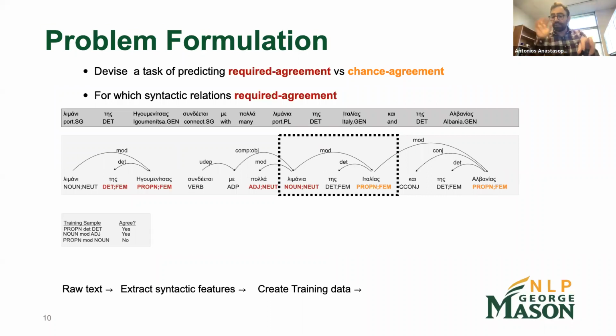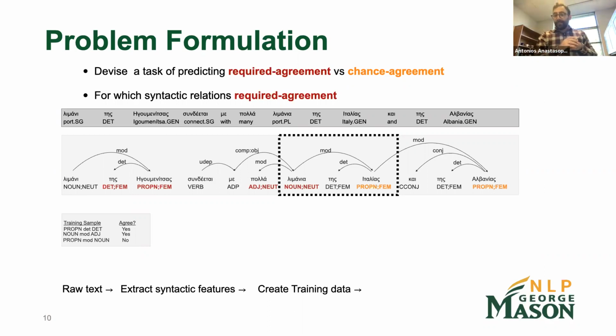The first one is neutral, the second one is feminine, and so on. So basically, we decompose the whole tree into just pairs of words linked, and now the label that we are going to try to predict is whether these words agree in terms of their feature that we care about. In this example here, gender.